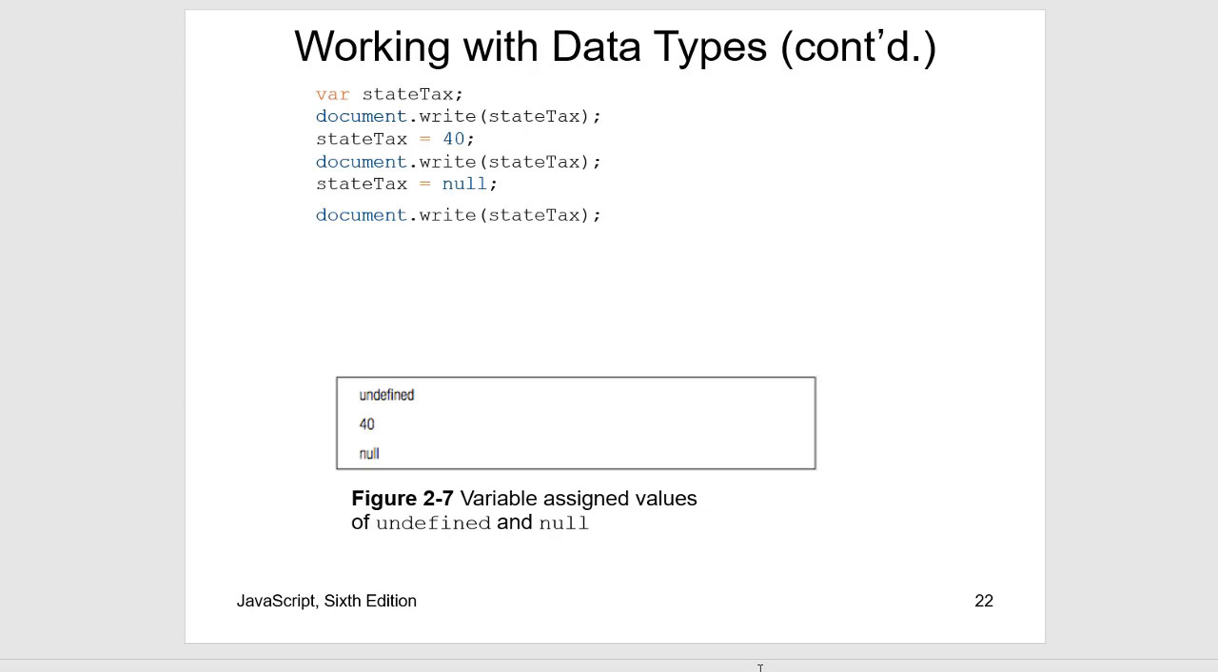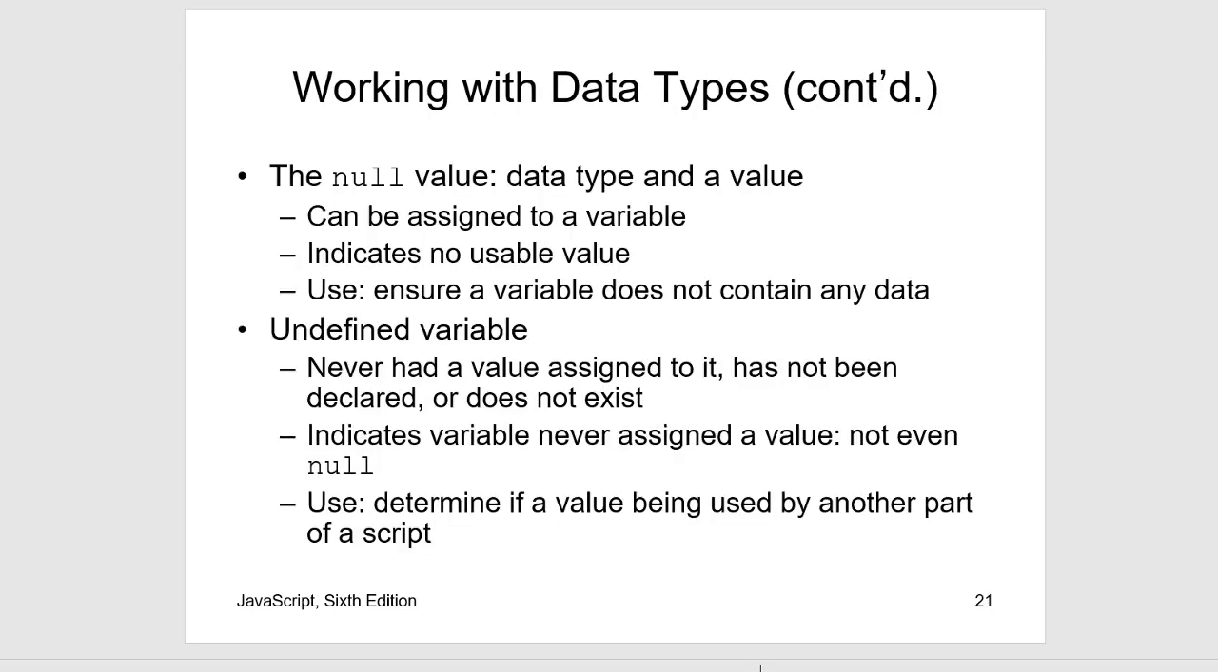The examples of assigned values here, var stateTax. If it's equal to a string, if it's equal to a number, you can see when it comes up to be undefined or null. Undefined and null are two different things. Null means that there's no usable value, but that it exists. And undefined means it's never been assigned a value.